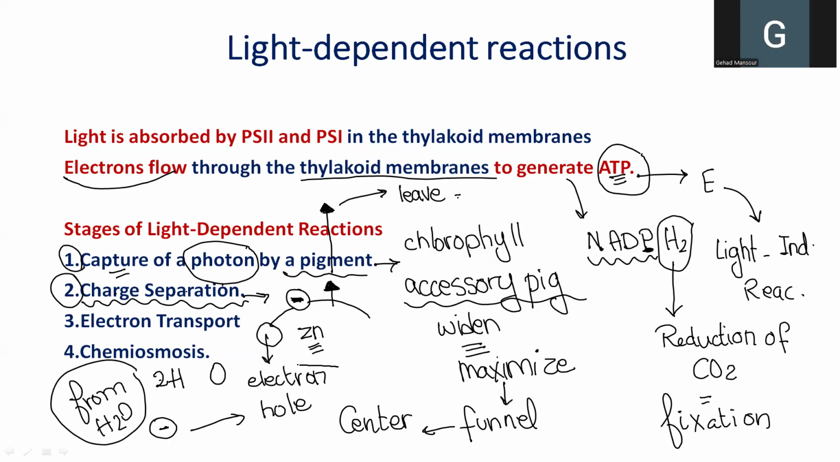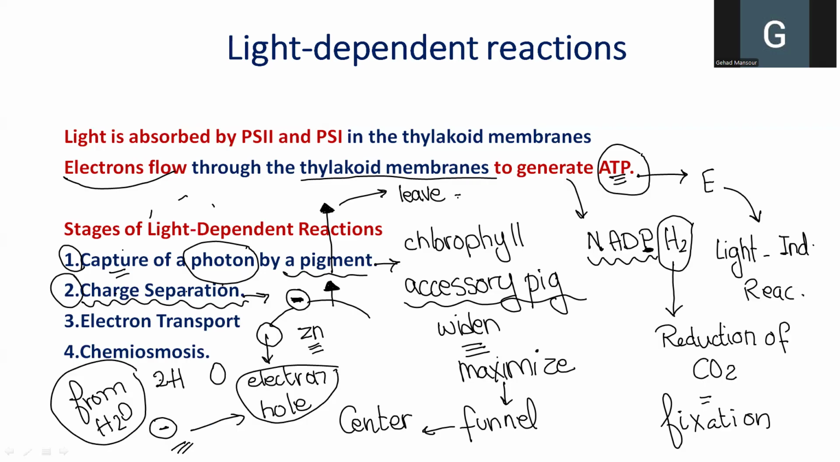So the electron hole in the chlorophyll molecule will be filled in or replaced by an electron from water. So this is charge separation. Number 3, we have electron transport.